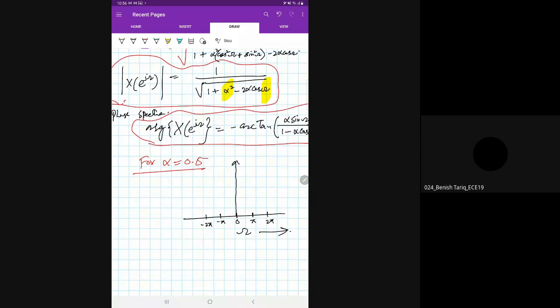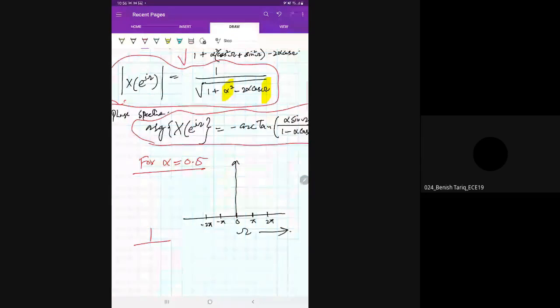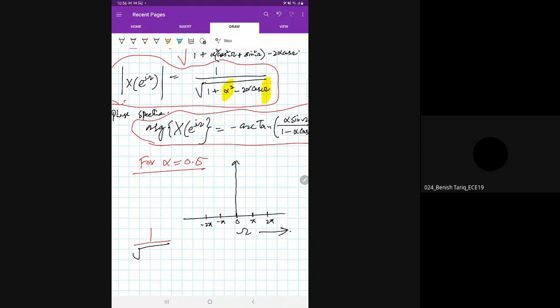Now see in this equation, if alpha will be equal to 0.5, so I will have 1 divided by root of 1 plus 0.5 square. 0.5 square means 0.25. So it will be 1.25. 1 plus 0.25 means 1.25 minus 2 into 0.5 will be equal to 1. ठीक है, 2 divided by 2 it is 1. फिर होगा cos of omega. अब मेरी इक्वेशन ये बनेगी. अब इसको मुझे प्लॉट करना है.